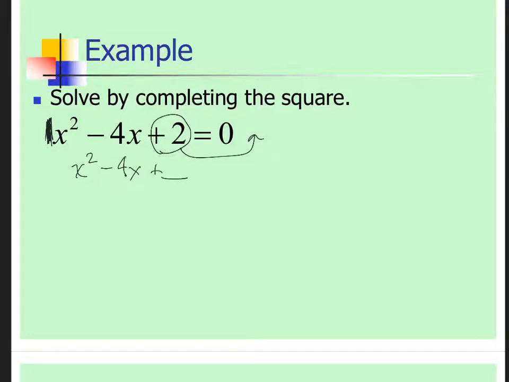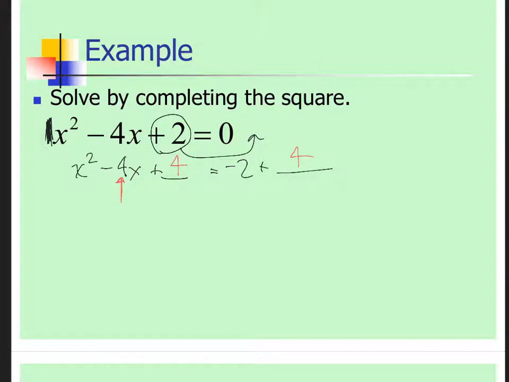Here's a blank that I need to fill in. Here's the 2 that has moved. It is now the opposite, and it's on the other side, and there's another blank to fill in. So now this step right here is the actual completion of the square. I have to take half of this -4, which is -2, and square it, which is 4. And it has to go in both blanks.